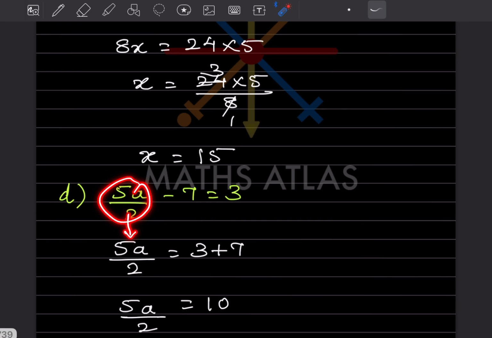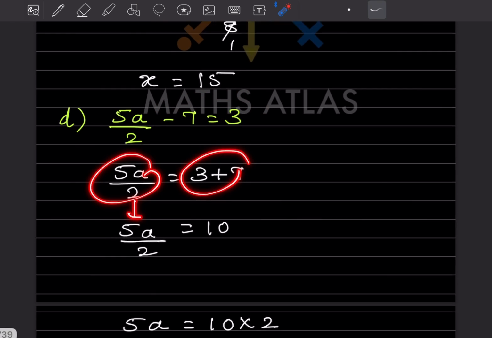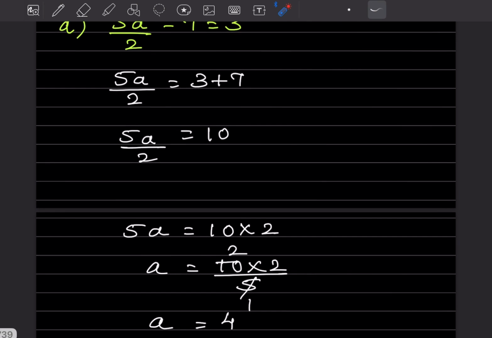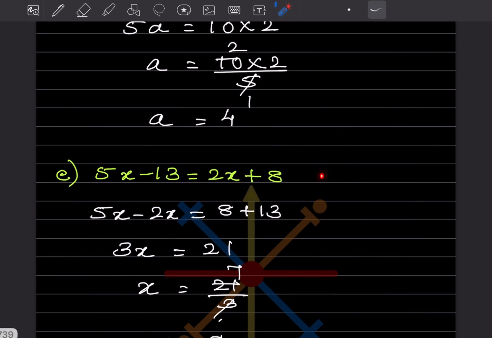Again here the same. 3 on the right hand side, minus 7 is going to be plus 7. So this is going to be 10. This will be 10 multiplied by 2. So a is going to be 10 multiplied by 2 divided by 5, which is going to be, a will be 4.